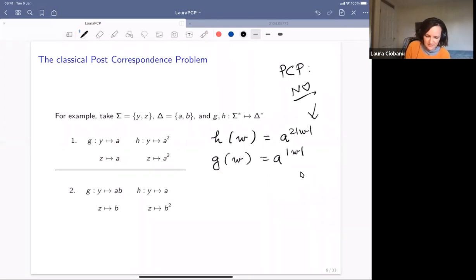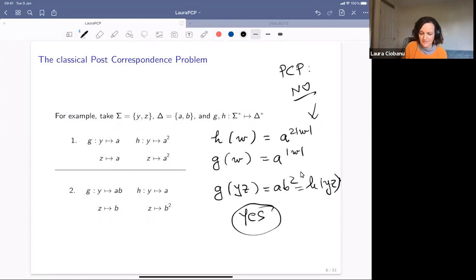And the second case, here we have another G and another H. And so what do we have? For example, G of YZ is, of course, AB squared, and it's equal to H of YZ. So the answer is yes. There is a non-trivial word that makes the two maps equal. So this is what you should be thinking about. And for now, we're just looking at words, so that makes it easier.